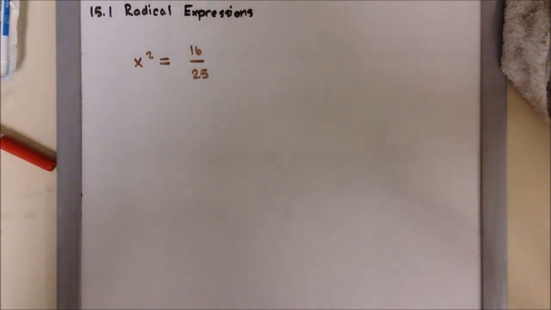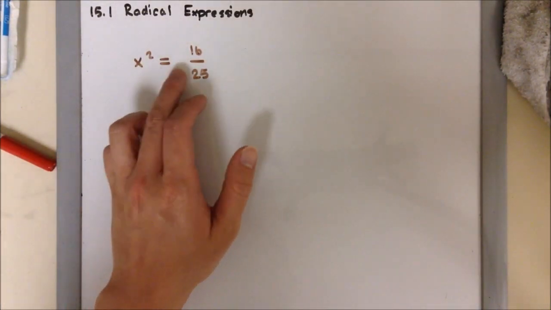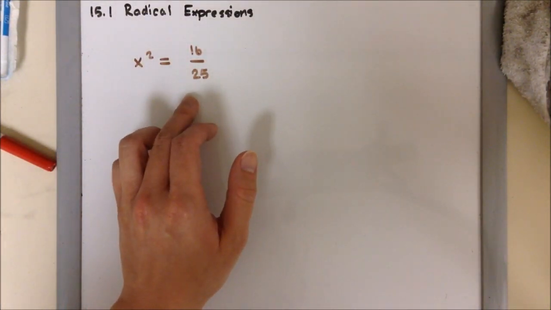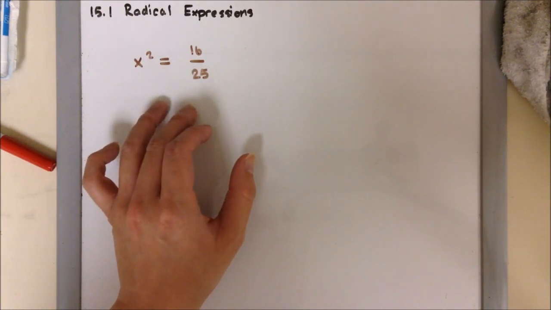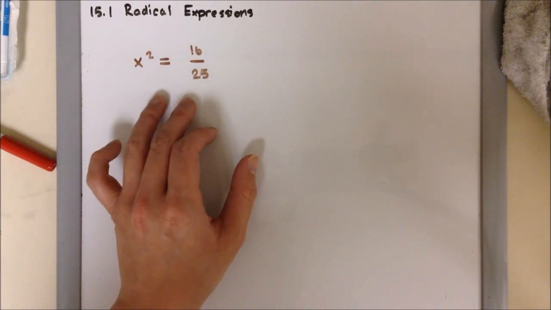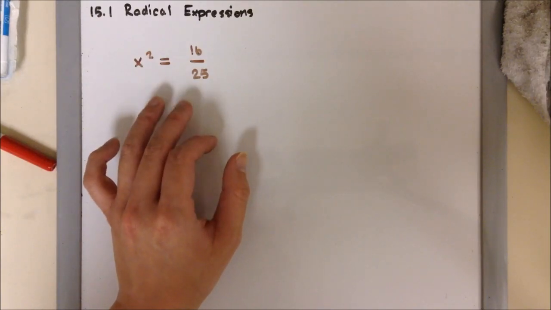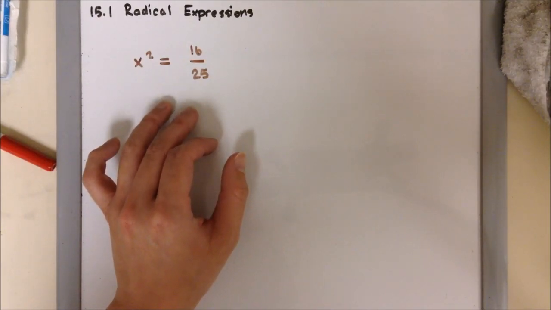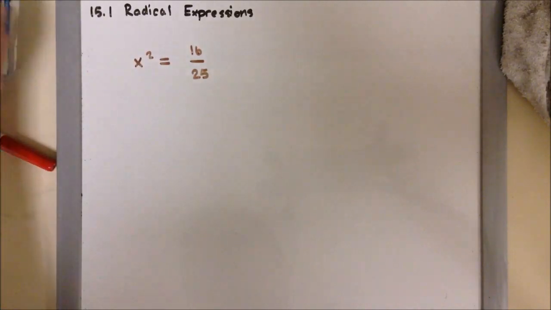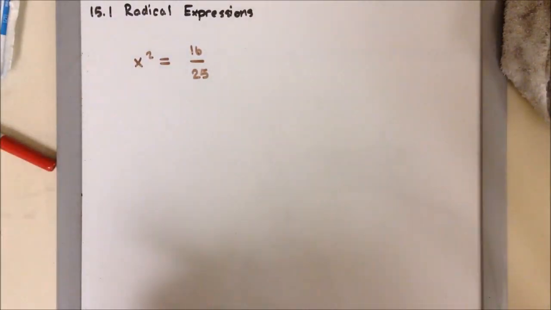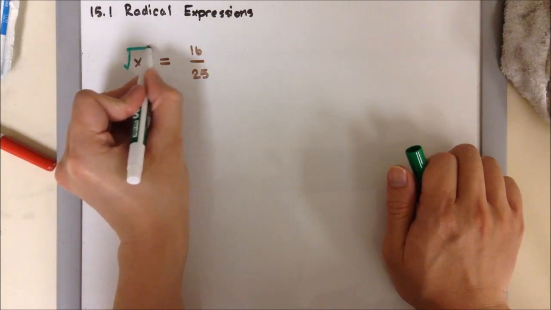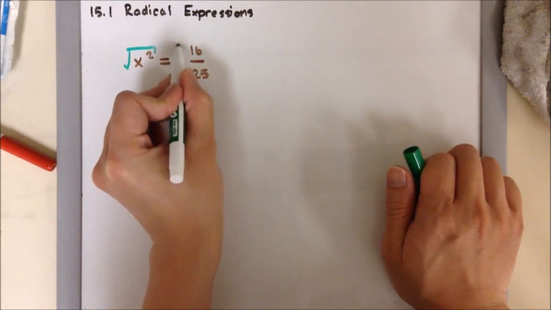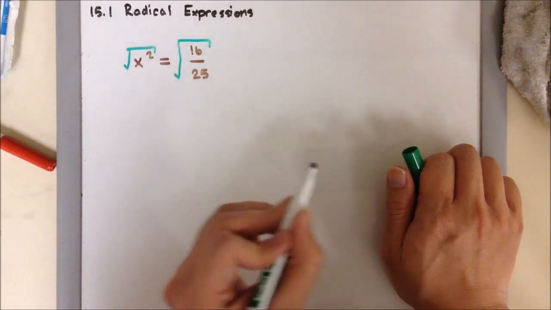In this example, we have x squared equals 16 over 25. So in this case, we have a fraction, and I'm going to show you how to simplify when finding the square root of a fraction. Make sure to take note of how to simplify and take the square root of a fraction. So just like before, when you're solving for x, I'm going to take the square root of the left side. Therefore, I'm going to take the square root of the right side.